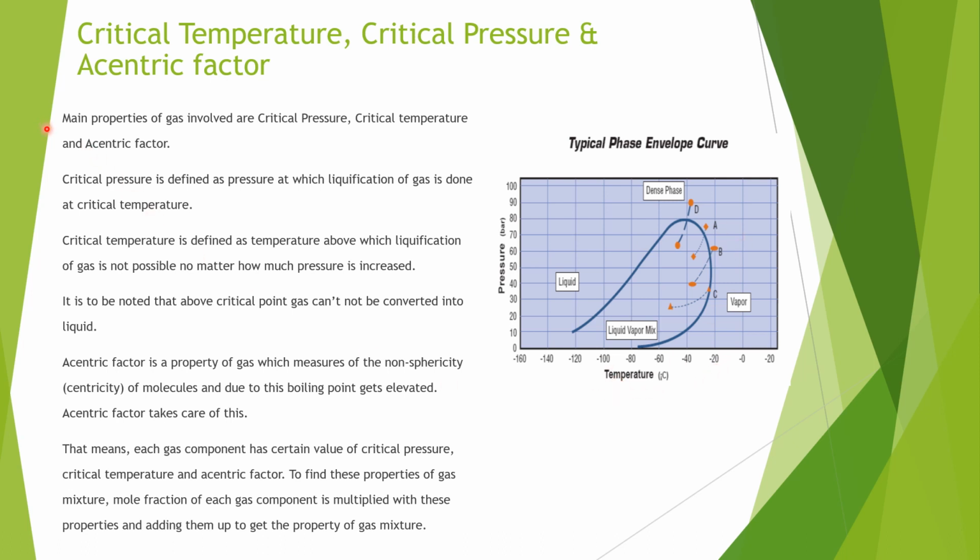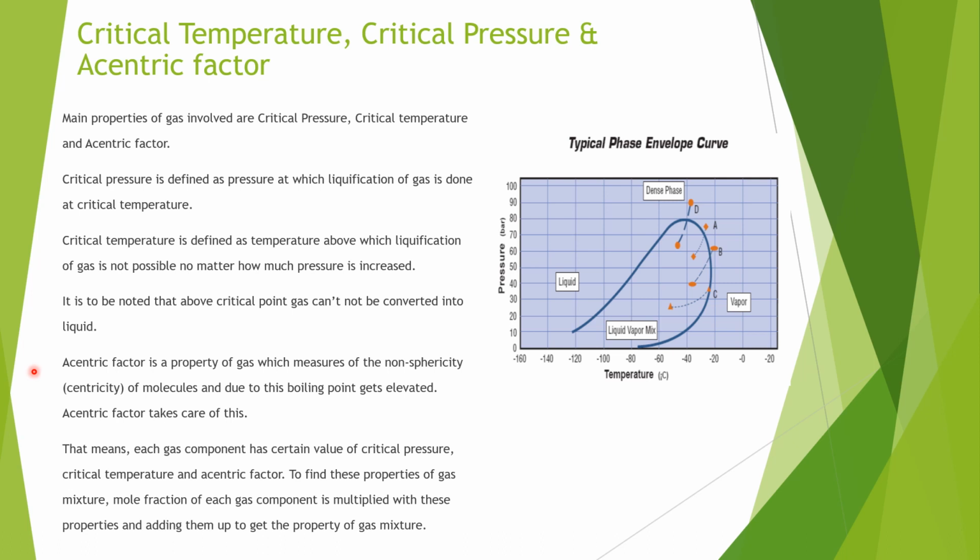So, the main properties of gas are critical pressure, critical temperature, and eccentric factor. Critical pressure is defined as the pressure at which liquefaction of gas is done at critical temperature. Critical temperature is defined as the temperature above which liquefaction of gas is not possible, no matter how much pressure is increased. It is noted that above the critical point, gas cannot be converted into liquid.